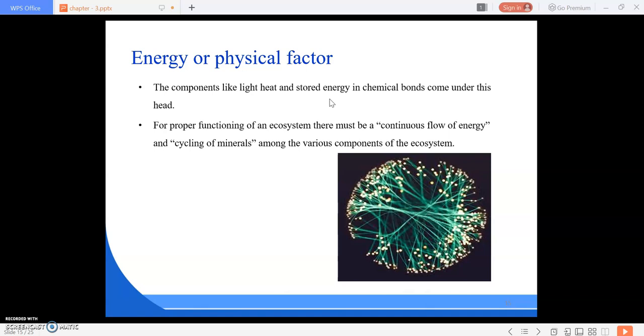In this chapter you are also going to learn that without the non-living things we cannot sustain. Every living organism is dependent on non-living things, and also the non-living things are dependent on the living organisms.